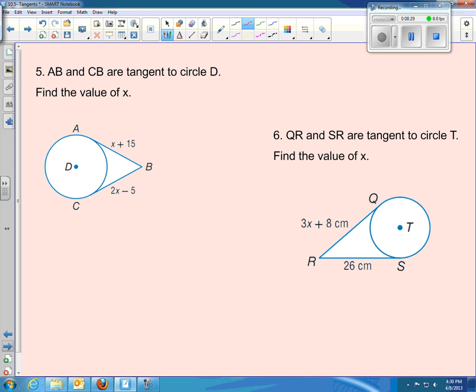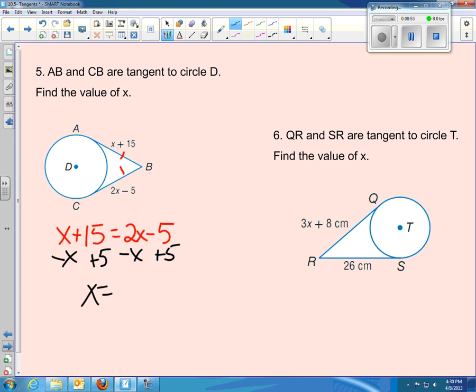So if we look here, 5 says AB and CB are tangent to circle D. Find the value of x. Well, we know these two sides are congruent, so we're going to find the value of x by setting them equal to each other. Ooh, this again is some of that really hard math we've done. We're going to go ahead and minus our x to both sides. And let's go ahead and add a 5 to each side too. So we end up with x equals 20. Now I think you guys can do 6 all on your own.